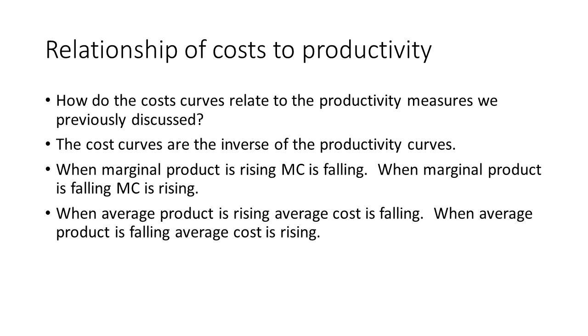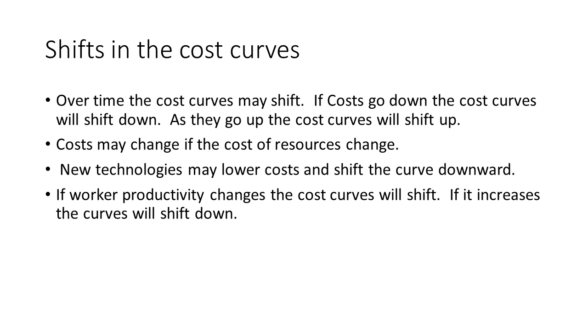What are the relationships of cost to productivity? How do the cost curves relate to the productivity measures we previously discussed? Well, the cost curves are basically the inverse of the productivity curves. When marginal product is rising, marginal cost is falling. When marginal product is falling, marginal cost is rising. When average product is rising, average cost is falling. When average product is falling, average cost is rising.